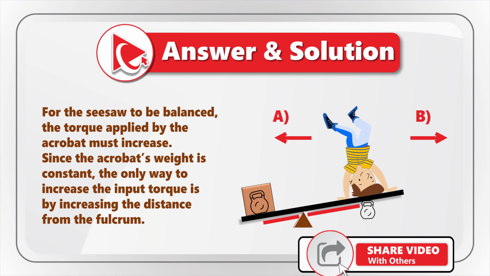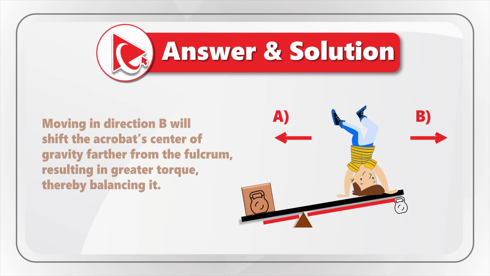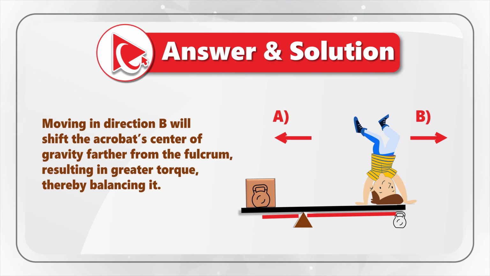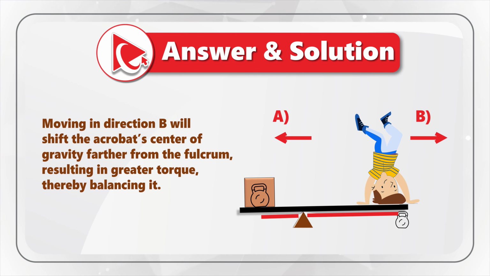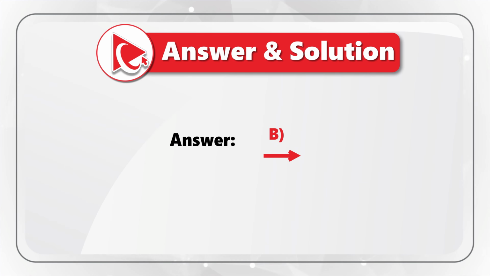Since the acrobat's weight is constant, the only way to increase the input torque is by increasing the distance from the fulcrum. If the acrobat moves in direction B, this will shift the acrobat's center of gravity further from the fulcrum, resulting in a greater torque, thereby balancing it. So the correct answer here is choice B, moving the acrobat to the right.